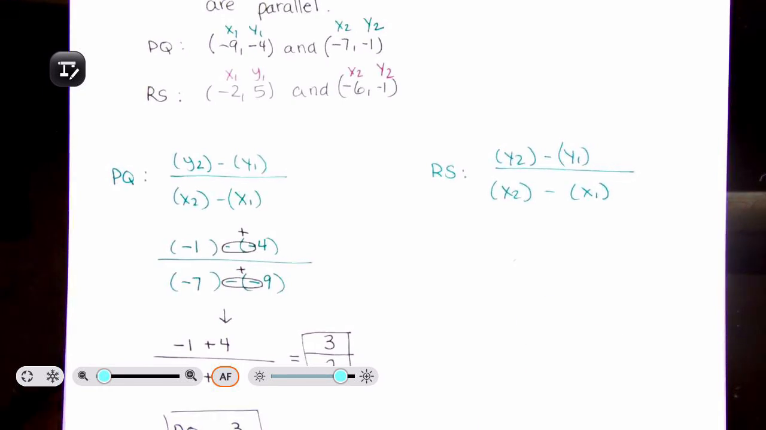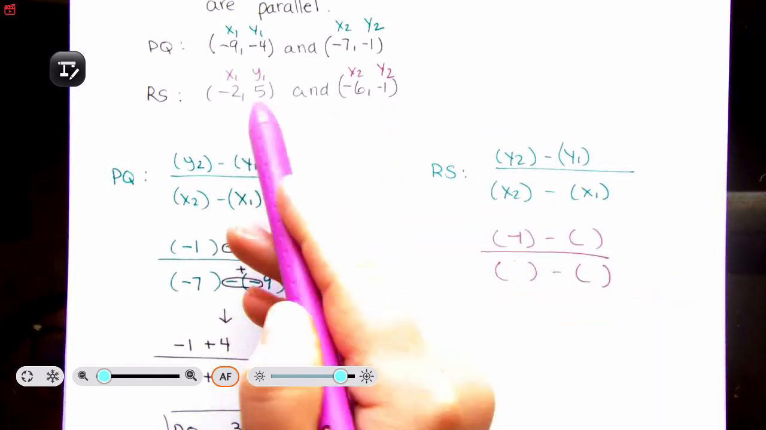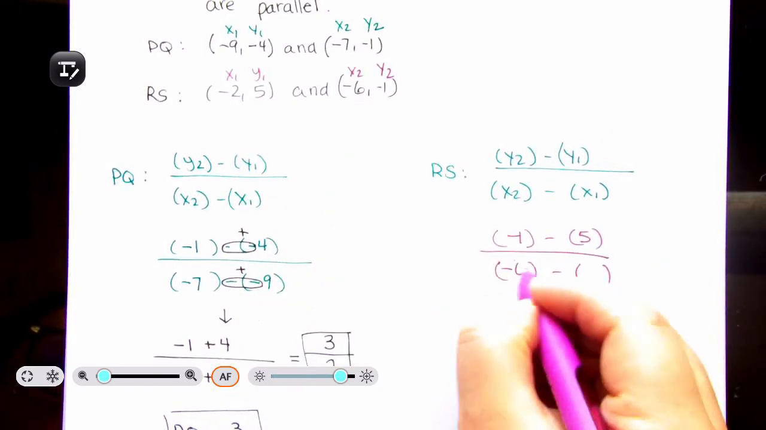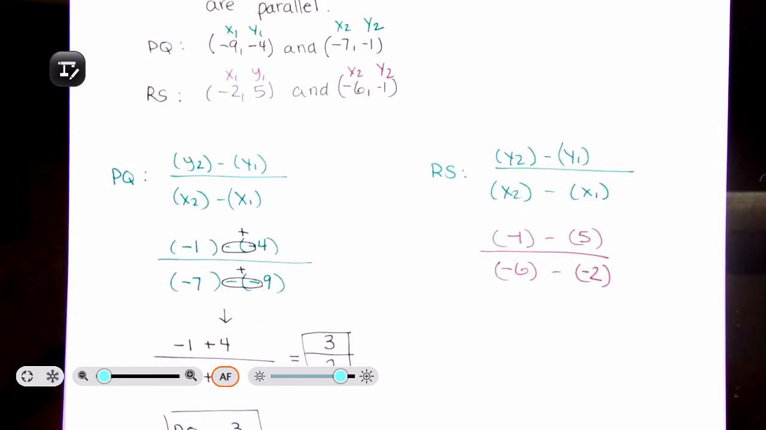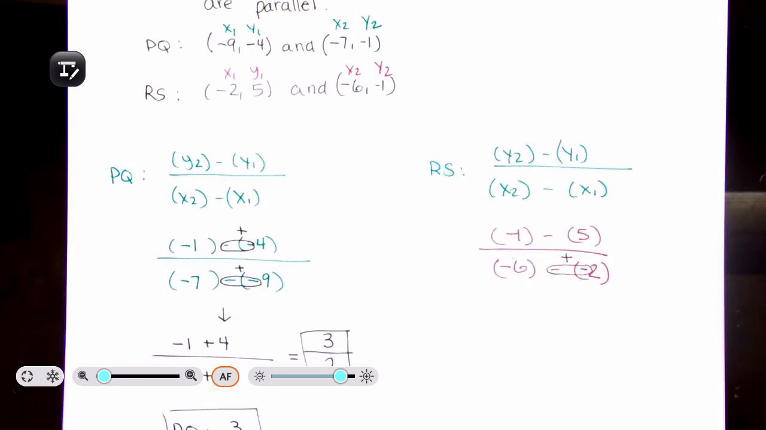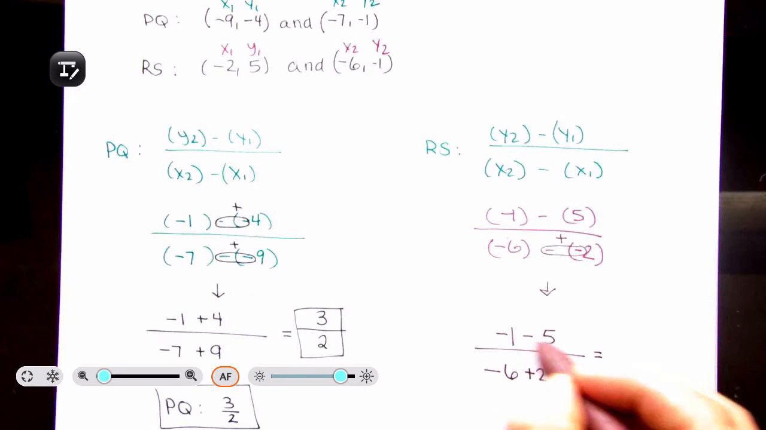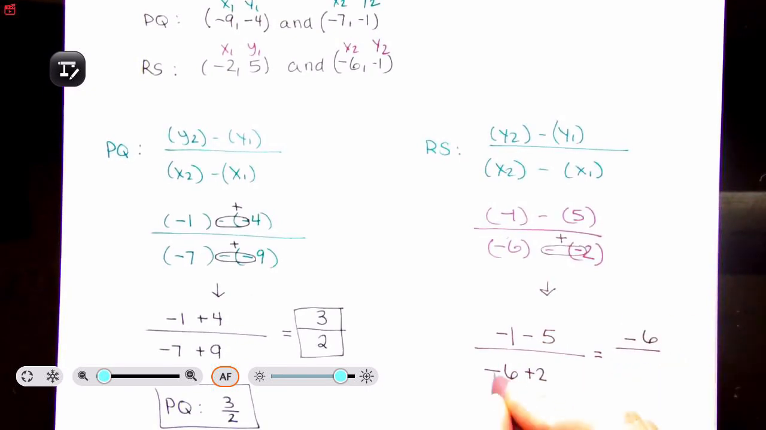And now let's do exactly the same thing for RS. Y2 is -1, Y1 is 5, X2 is -6, X1 is -2. Once again, I see two negatives that I can circle to make it into a positive. Now this one here, I can't do it. If I try to circle these two negatives, that ends up crossing out my 1, so you can't do it. So here, what do we have? We have -1 minus 5, and we have -6 plus 2. I have -1 minus 5, that is -1 and -5, which means -6. -6 plus 2, that is 2 minus 6, which is -4.